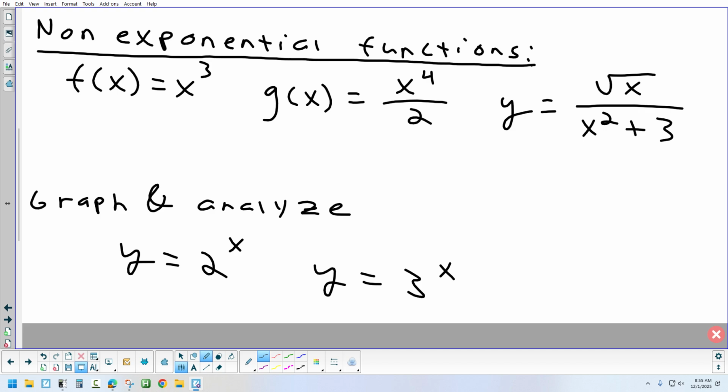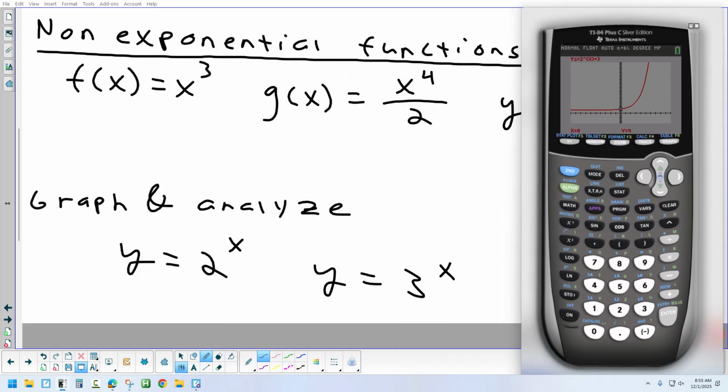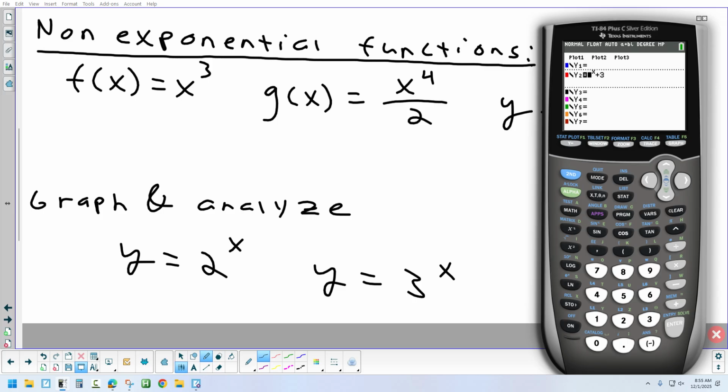Look at the difference between 2 to the x and 3 to the x. So let me get rid of that plus 3. Anybody have a guess what the difference will be? How quick it goes up. Yep, it's going to be how quick it starts to curve up. So here's 2 to the x. And then 3 to the x, you're going to see it start to curve up sooner. So it's going to be inside on the left of the red one. Right. So the bigger you make that number, the faster it starts to curve up.